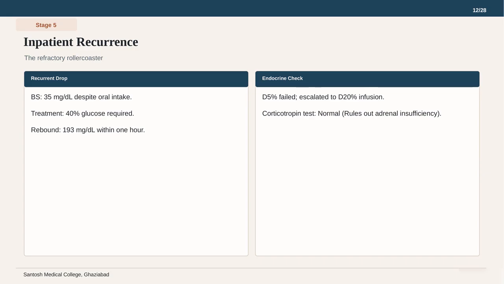The right panel shows the endocrine checks performed during this volatility. A standard 5% dextrose infusion failed to maintain her levels, forcing an escalation to a highly concentrated 20% dextrose infusion. Additionally, a corticotropin test returned normal results, which definitely rules out adrenal insufficiency as the cause. This extreme swinging of blood sugar levels is a major red flag. Let us see how the clinical team interprets this highly refractory and volatile pattern.